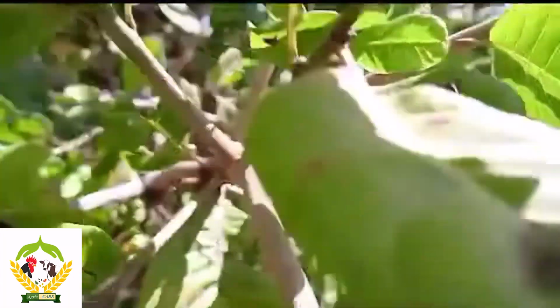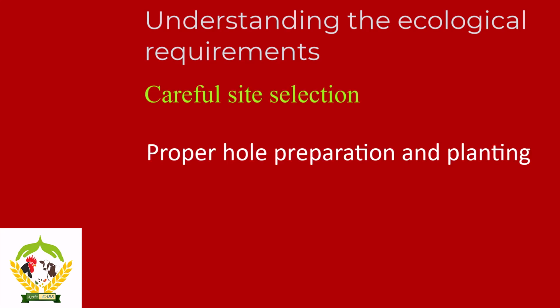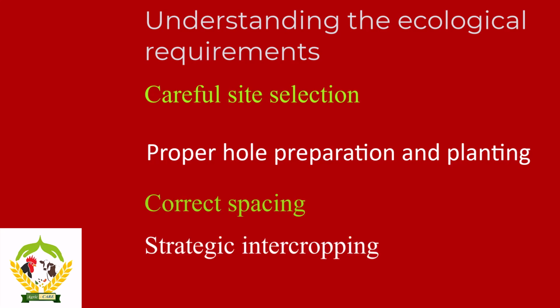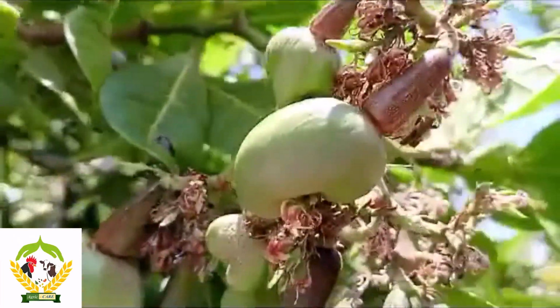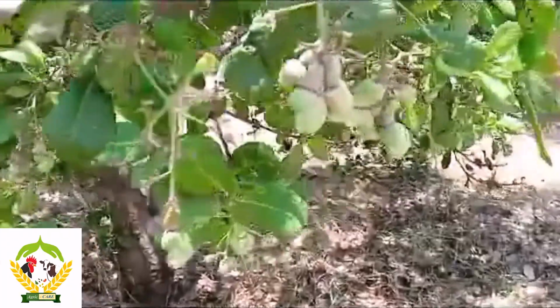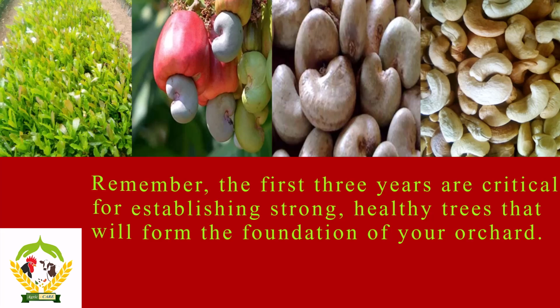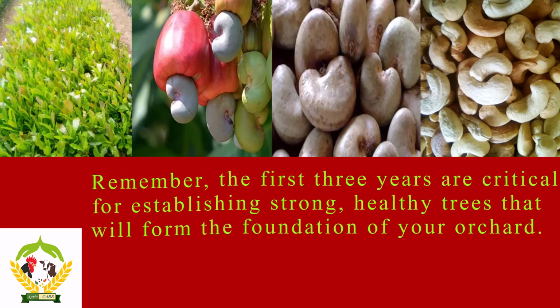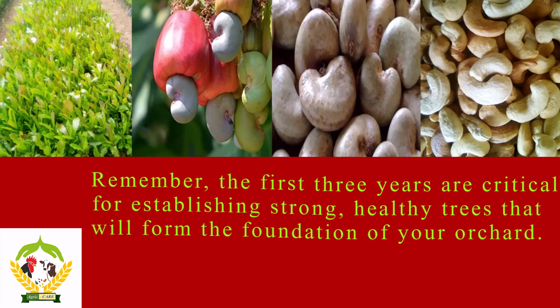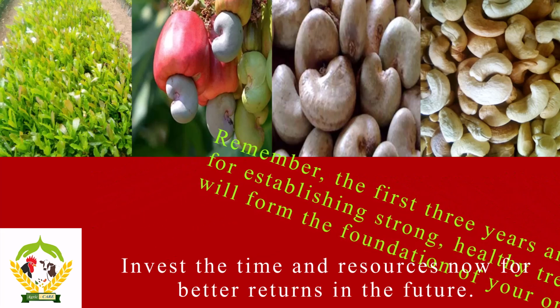By following the guidelines we've covered today, understanding the ecological requirements, careful site selection, proper hole preparation and planting, correct spacing, strategic intercropping, diligent weed management, you'll be well on your way to developing a productive cashew orchard that can provide yields for 50+ years. Remember, the first 3 years are critical for establishing strong, healthy trees that will form the foundation of your orchard. Invest the time and resources now for better returns in the future.